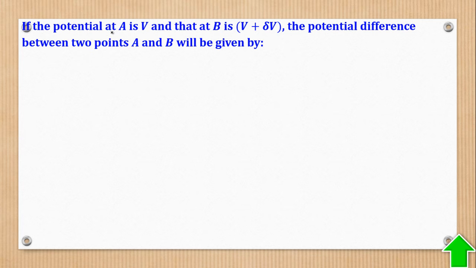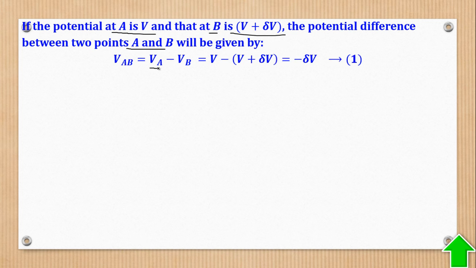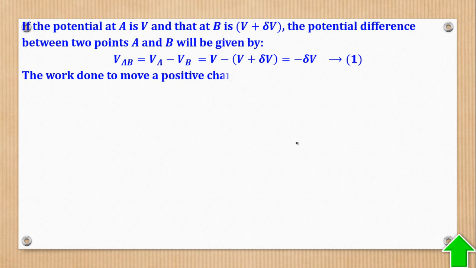So if the potential at A is V and that at B is V plus small change in V, the potential difference between the 2 points A and B will be given by VAB, which is VA minus VB. So when I subtract, it will be V minus V plus small change in V. Then you realize that this and this can cancel, then this and this gives you a negative, and this one is here. So we shall call that equation 1.